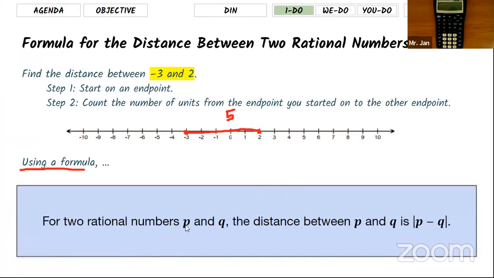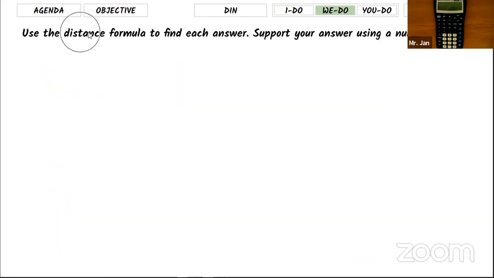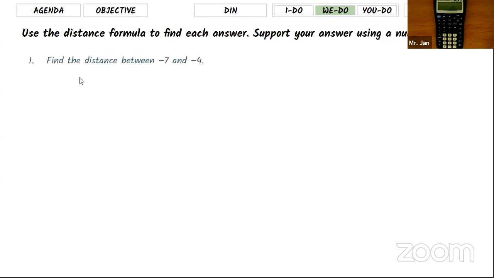The formula is, let's say your first number is P and second number is Q. Could be any numbers, that's why I picked letters. What does this formula look like in practice? Actually, it's simple. Let me show you what I mean. This time use the distance formula to find each answer. Okay, let's find the first one. Find the distance between -7 and -4. Your first number is -7, second number is -4. What do you think the distance between these two numbers is? Could you type in a chat?